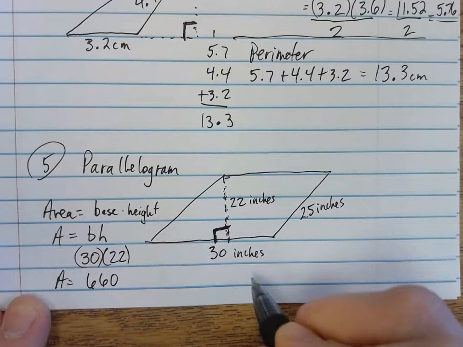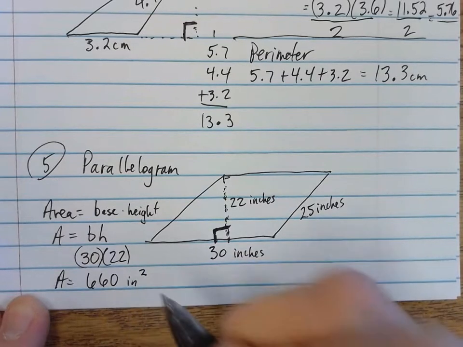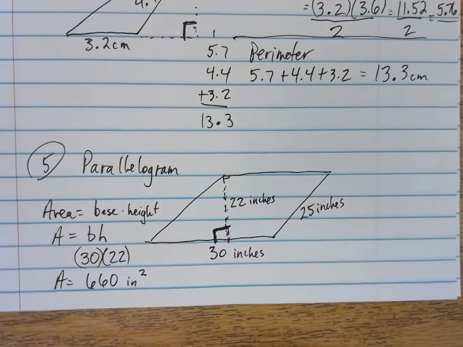So the area for that would be 660. What's our unit here? Inches squared. Okay, 660 is right for that.